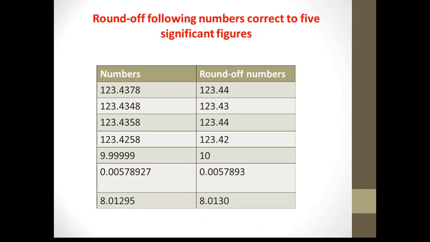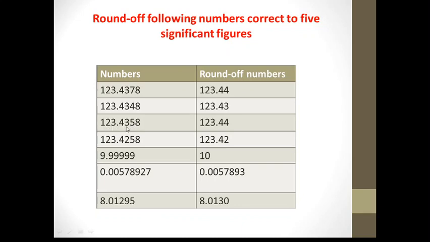Here we wish to round off the following numbers correct to 5 significant digits. So retain the number up to 5 significant digits. It will be 123.43, and after 3 I am having a number greater than 5, so it will increase by 1, so the rounded off number will be 123.44. Similarly, I am having 123.43, I will write as it is. After 3 I am having 4, which is less than 5, so this will remain as it is, that is 123.43.